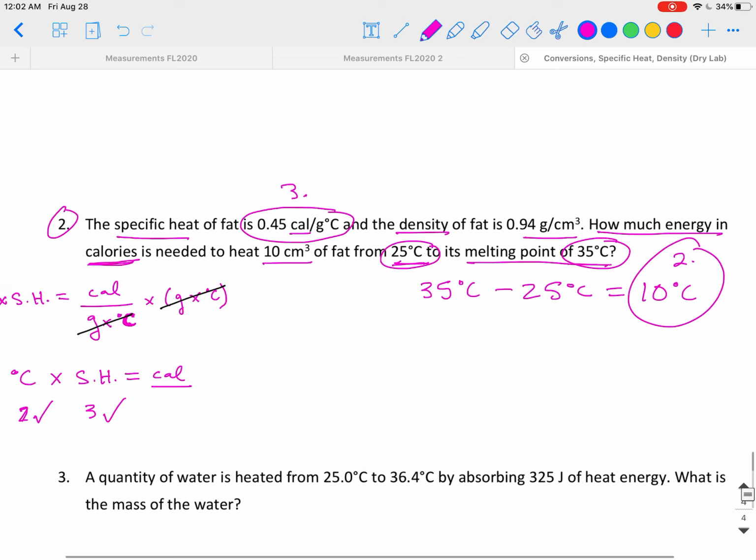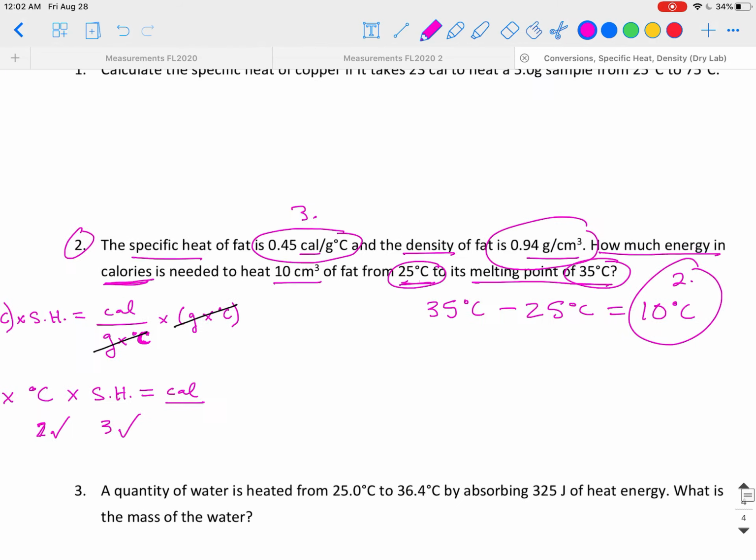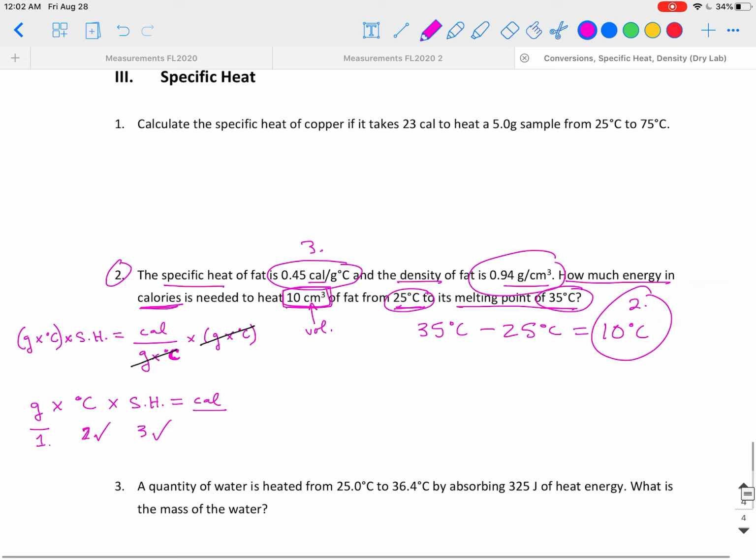What about the mass? Well, let me read. Specific heat of fat is here. The density of fat is here. This number here is not your mass. That's your density. So far I don't see mass. How much energy in calories is needed to heat 10 cubic centimeters? So what about this number? Is that a mass right here? 10 cubic centimeters? Look at the units. Is cubic centimeters units of mass? No, this is units of volume. So I don't have a mass anywhere in the problem, so how can I solve for this? Well, that's the reason you're given the density.